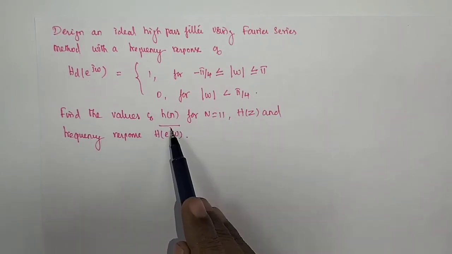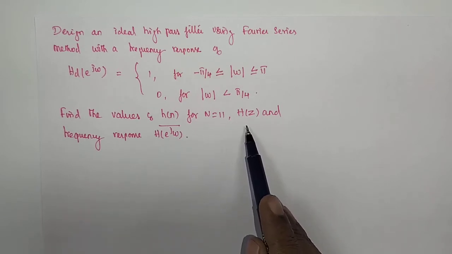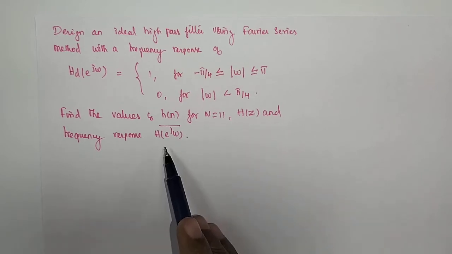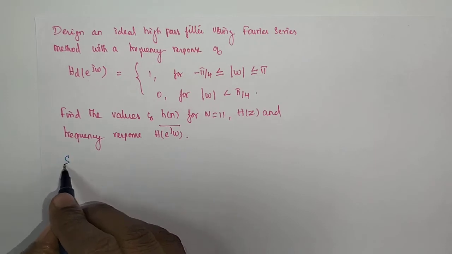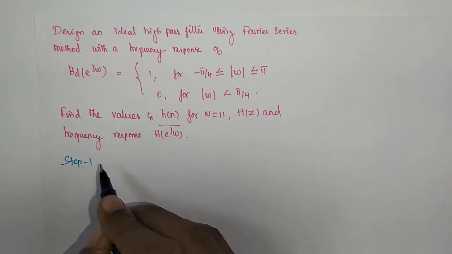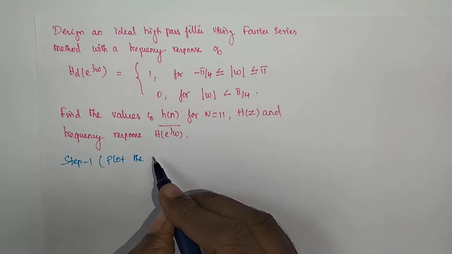Find the value of h of n for the samples n equal to 11, h of z, and the frequency response h of e power j omega. We have already seen what the steps involved in designing the FIR high pass filter are. Step 1 is to plot the response from the given specification.